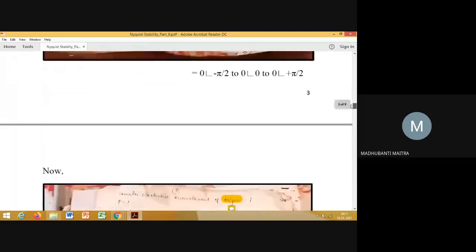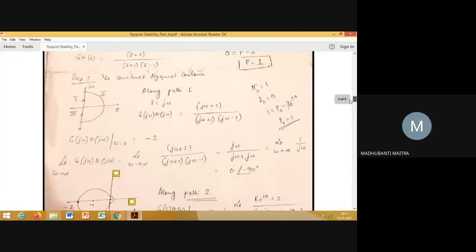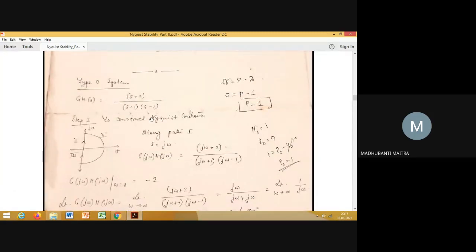Just like the stability of the open loop system, if the open loop system is given in factored form, then simply by mere inspection you can check the stability of the open loop system. Since T is positive, this one is stable; the open loop system is stable. Whereas in the second type 0 system, which we discussed, you see one open loop pole is there in the right half of the S-plane, and hence the open loop system is unstable.